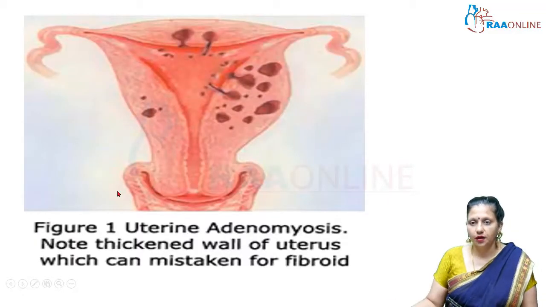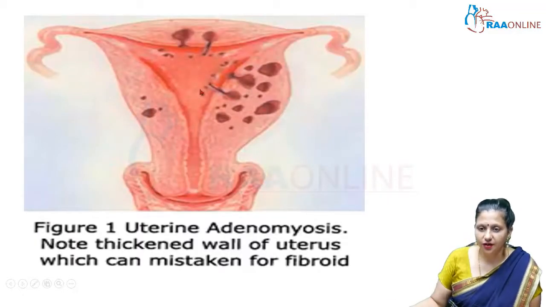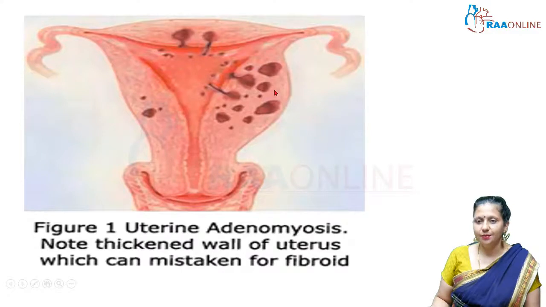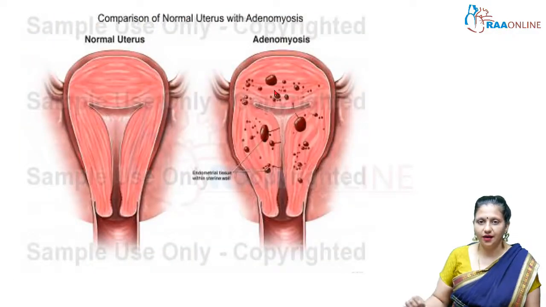uterus. So uterine adenomyosis means that the endometrial glands have gone into the muscle. Okay, and these glands contain both the stroma and the glands. So this will undergo menstrual bleeding, and there will be accumulation of menstrual blood in each of the menstrual cycles. So the menstrual cycles will be very painful, and they can be mistaken for fibroid when we do an ultrasound.